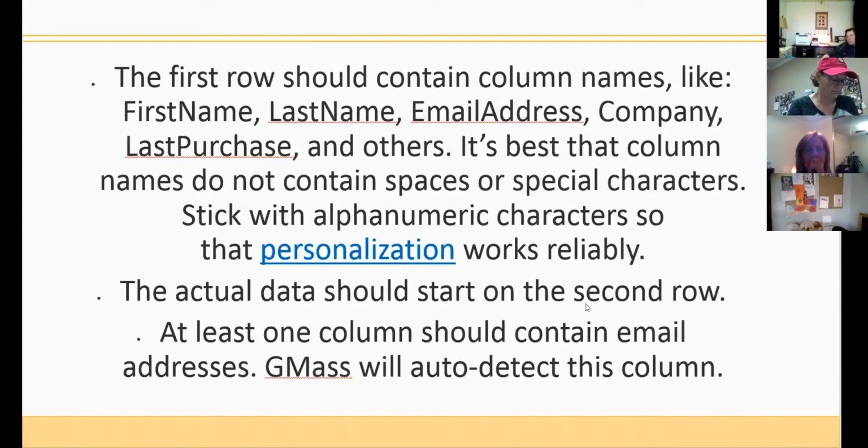And then the actual data will start on the second row. At least one column should contain an email address, and Gmass will auto-detect this column.